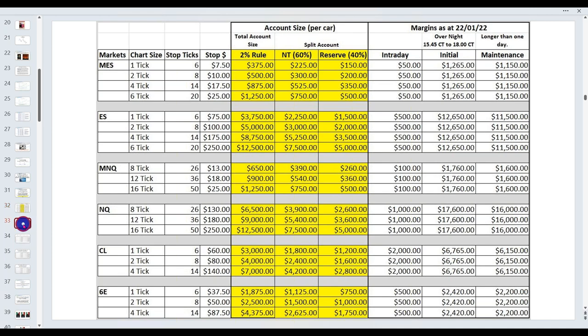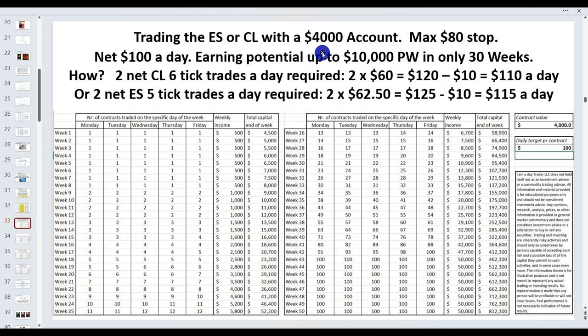Now, what this means is this. Say you start with $4,000 and you go for only $100 a day. You have the potential of earning 10 grand a week, potentially in 30 weeks. How this works is that you only start trading an additional contract when you double your initial capital. So if you're earning $500 a week, you don't start trading two contracts until you double your money. Extremely conservative. It doesn't matter whether you're trading CL or the ES, it's a couple of trades a day. And I want you to remember the word 2B. You want to be trading the 2B.